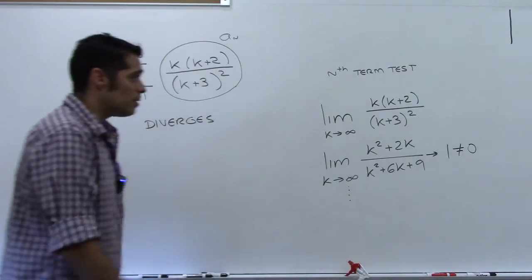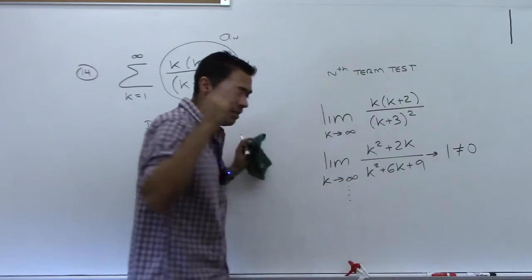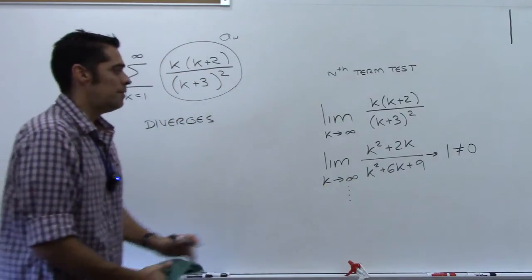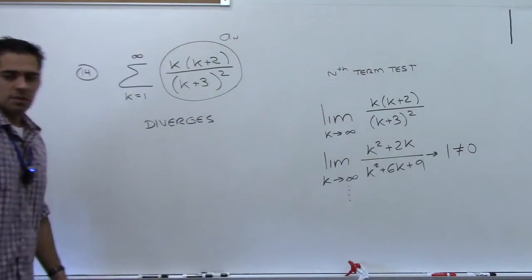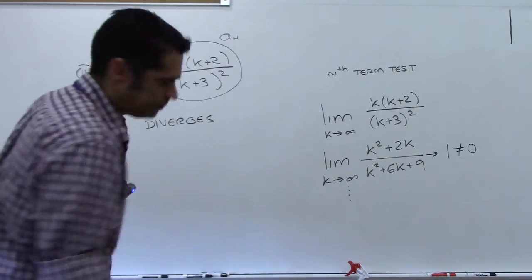All right? Just remember though, if this went to 0, your conclusion would not be that it converges. It would just be that you don't know. But if it goes somewhere other than 0, you can guarantee, say, diverges. So that's it. How about number 15?